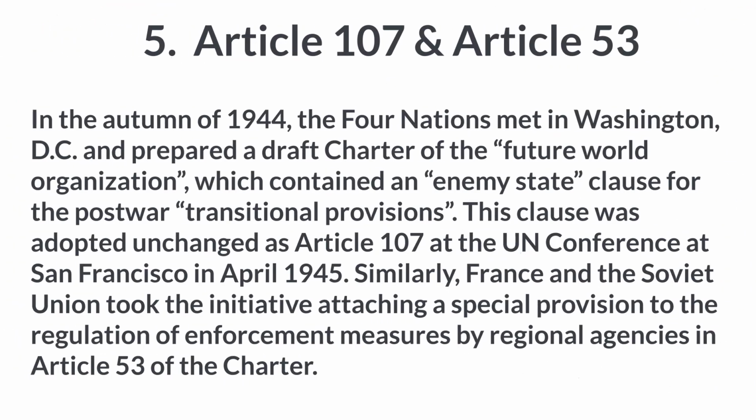5. Article 107 and Article 53. In the autumn of 1944, the four nations met in Washington, D.C. and prepared a draft charter of the future world organization, which contained an enemy state clause for the post-war transitional provisions. This clause was adopted unchanged as Article 107 at the UN conference at San Francisco in April 1945.